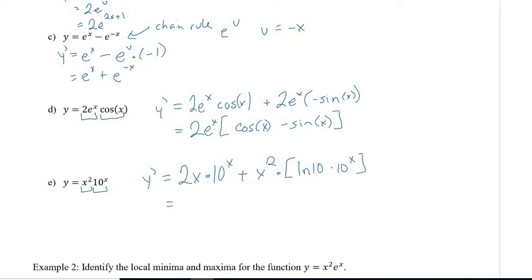So now that we've done that, let's see what we can factor out here. We have an x in each one, and we have a 10 to the x. Once we get rid of those, we have 2 left over in the first term, and we have an x times log 10. But let's rewrite that as natural log of 10 times x, just because we like to have the coefficient on the front. And that's all there is to it.